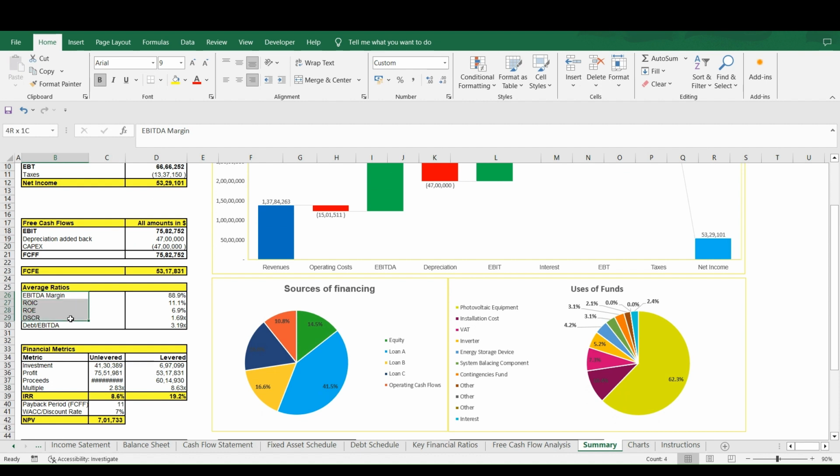We have ratios like EBITDA margin, return on invested capital, return on equity. Then this is our debt service coverage ratio. Then we have debt by EBITDA.